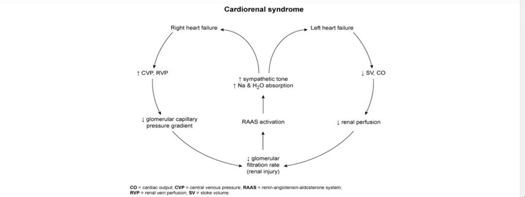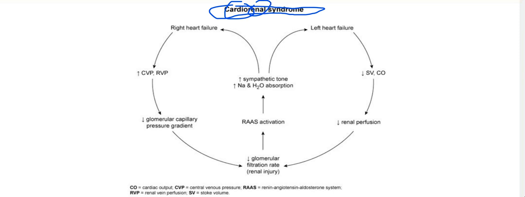Today the topic of our discussion is cardiorenal syndrome. First of all, we will see what is cardiorenal syndrome. This is cardiorenal syndrome. So it has two portions. One is cardio, other is renal. So what is cardio? Cardio means related to the heart, and renal means related to the kidneys.